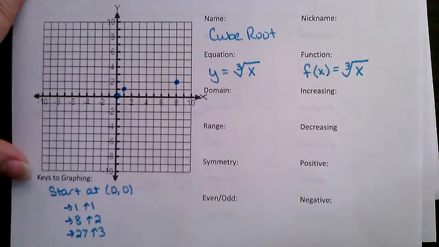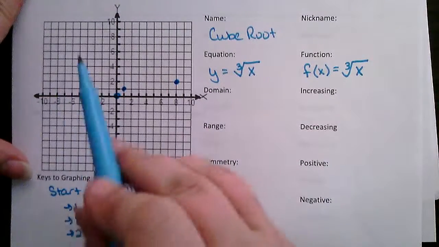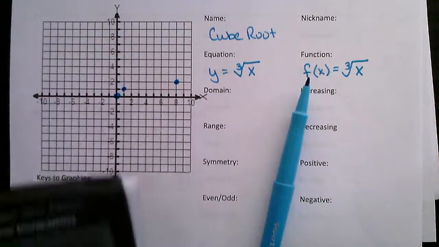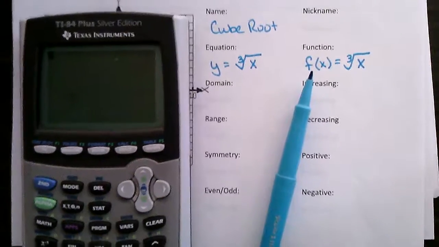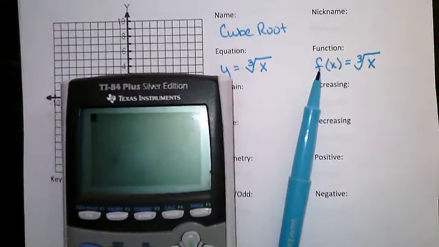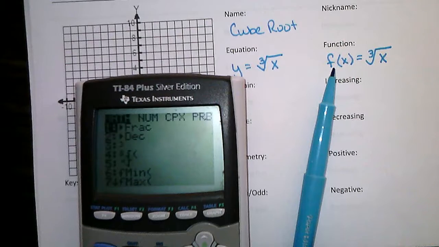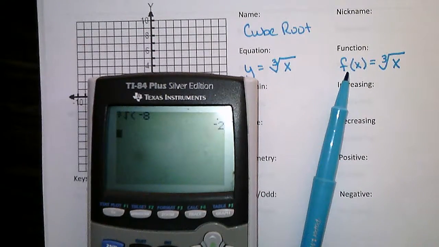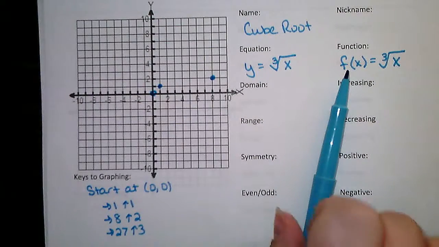Well, what about the negatives? Well, remember on square root, we didn't have any negatives because we couldn't do the square root of those. But let's just see, can I do the cube root of a negative number? Well, if I hit math, I can see that cube root is number 4. So if I just type in number 4, and I'm going to do negative 8. So what is the cube root of negative 8? It's negative 2. So is this imaginary? No. So can we have a negative side when it's cube root?